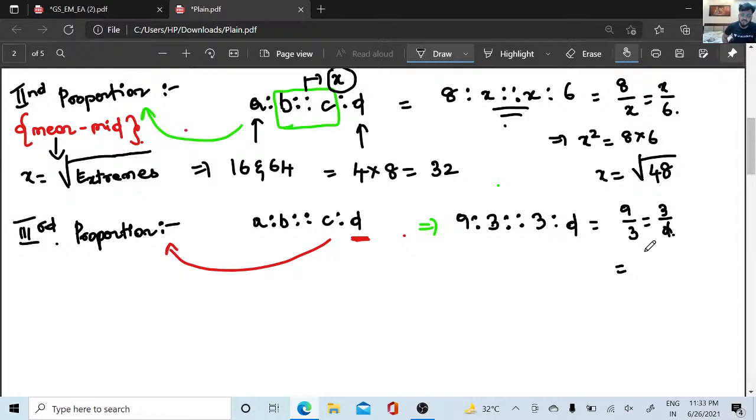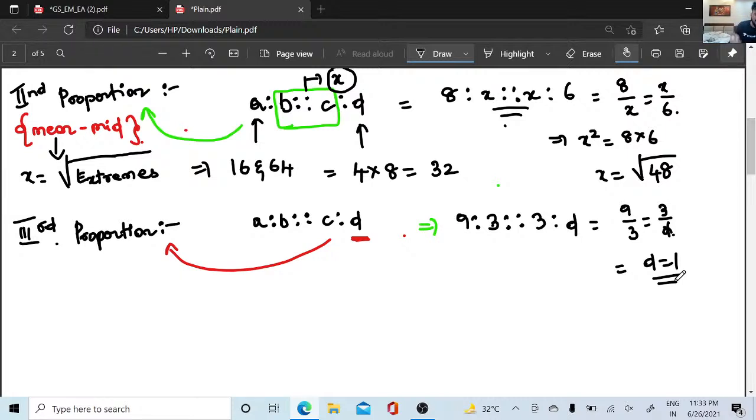That is what I have to find out. So this is going to be 6 bar 9. What is 6 bar 9? So this is going to be 3, right? D bar 3, 3D is equal to D. So this is 9 by 9. The value of D is going to be 1 here. Yes or no? So that is your third proportion.